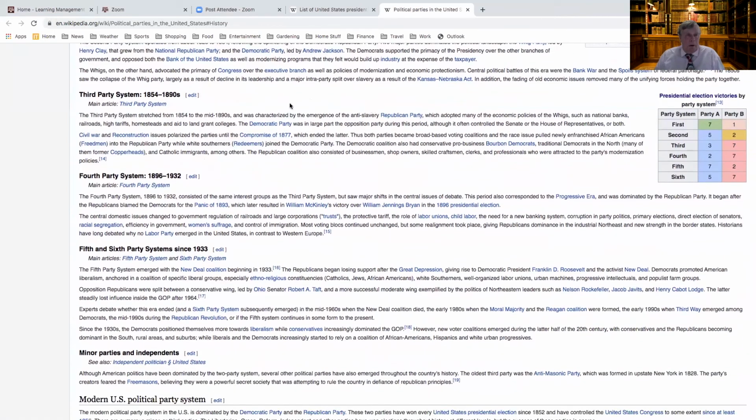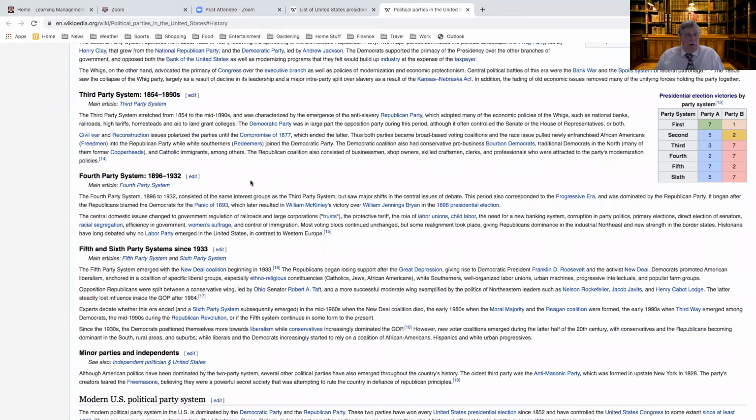The third party system that lasted from 1854 to the 1890s featured the anti-slavery Republican Party, which had adopted many of the policies preferred by the Whigs, such as national banks, railroads, high tariffs, homesteads, and aid to land-grant colleges. The Democratic Party was in large part in opposition to this period. They were the opposition party.